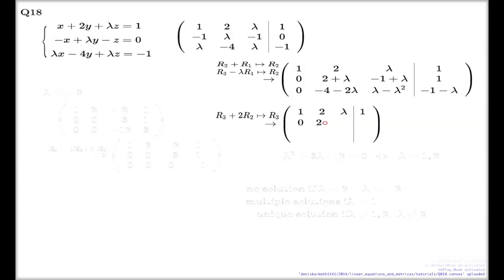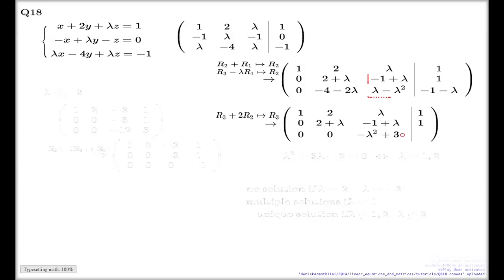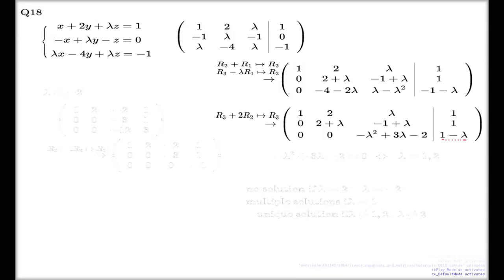If I do that, here's the result of my reduction. First row remains the same. Second one remains the same. Last one will change. 0 here, 0 here as expected. This number will be a rather lengthy expression because we have to multiply this by 2 and add here. The result is a polynomial like this, negative lambda square plus 3 lambda take 2. And there will be something on the right hand side. This is a row echelon form, and now we can analyze this.